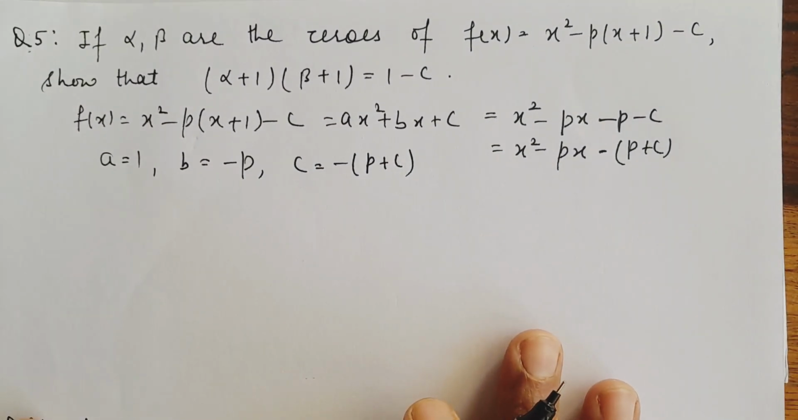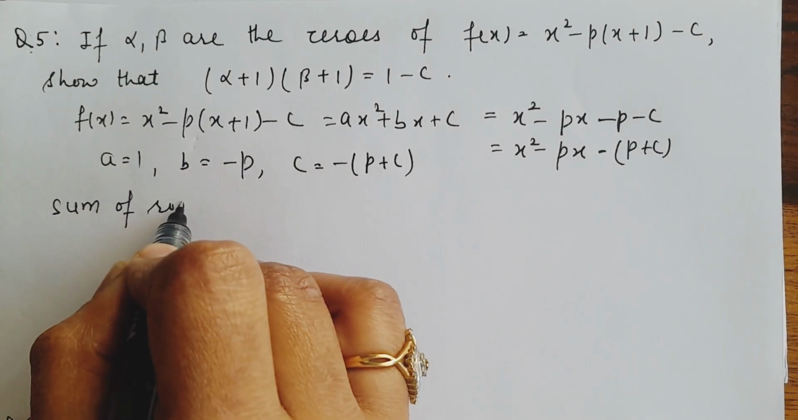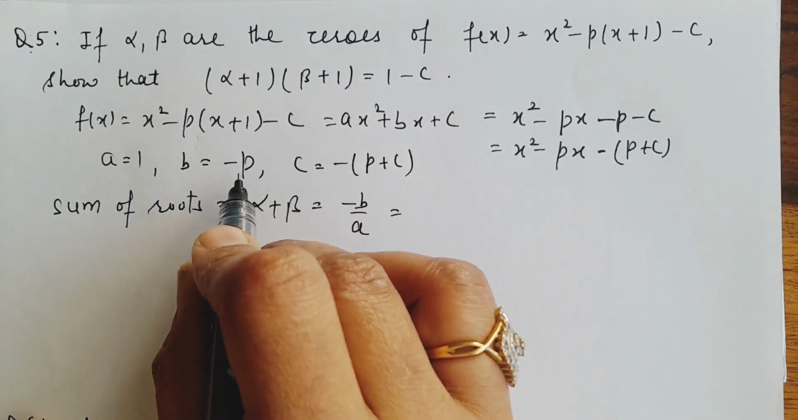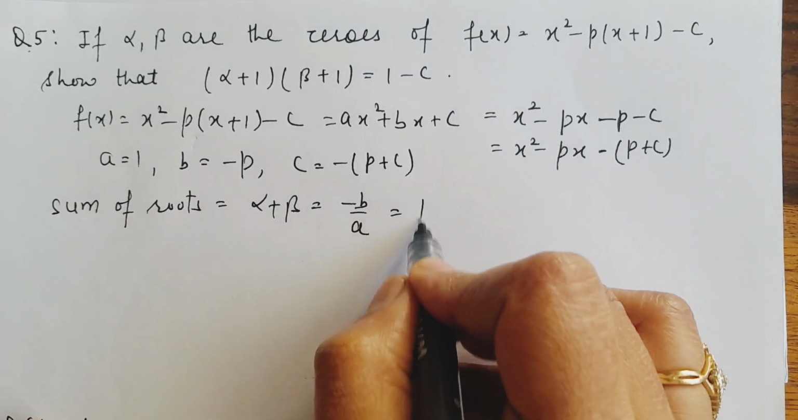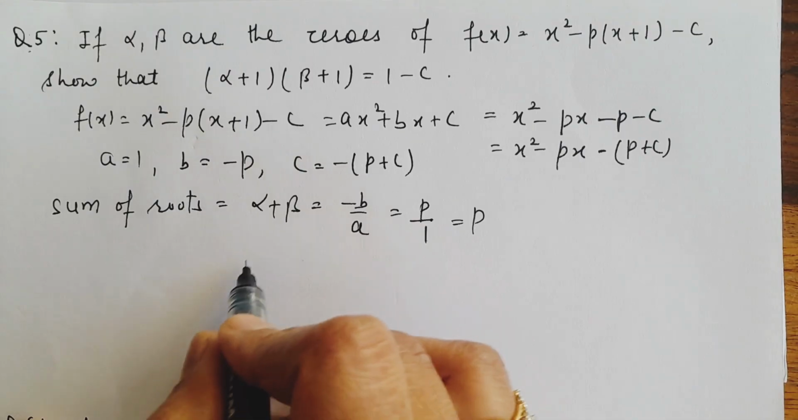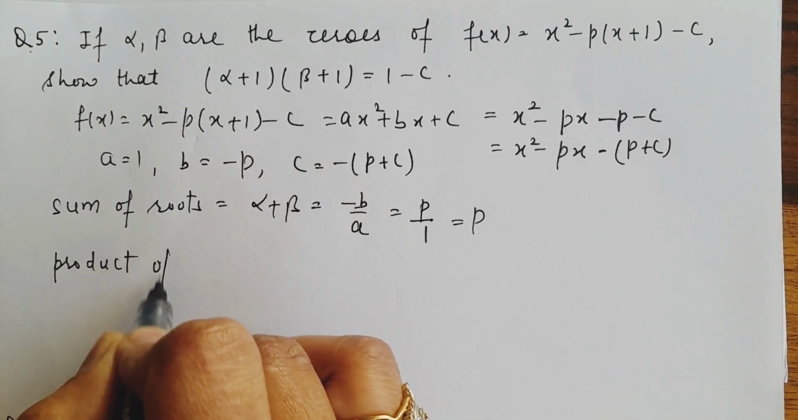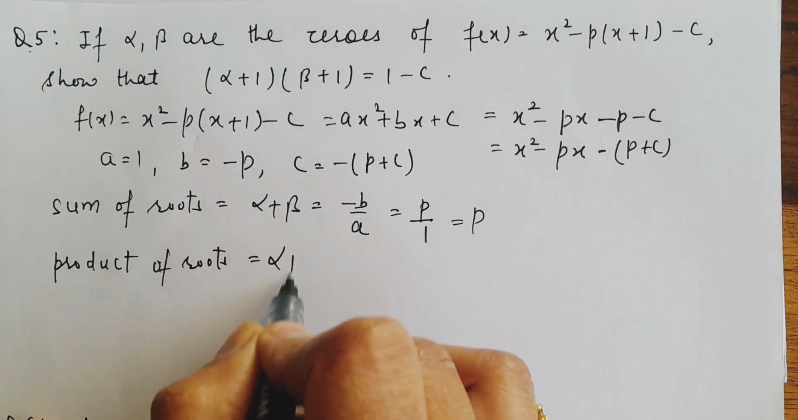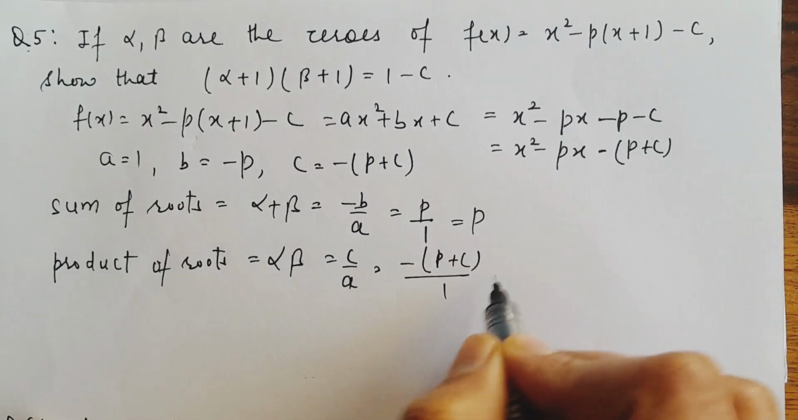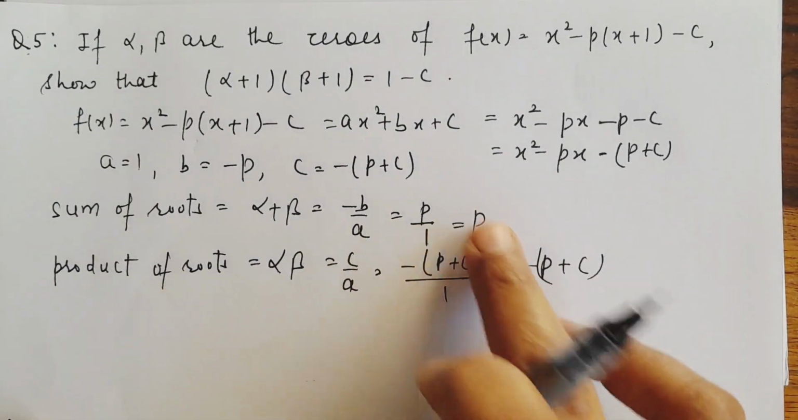Okay, so now a, b, c we got. So that means we can find sum of roots. Formula for sum of roots, alpha plus beta is minus b by a. Minus b, that means minus of minus p will become positive, a is 1. So p we will get. And product of roots, if we find out product, that is alpha beta. So product of roots formula is c by a. C is this, a is 1, that means minus of p plus c, you get this. Sum and product of roots we got.